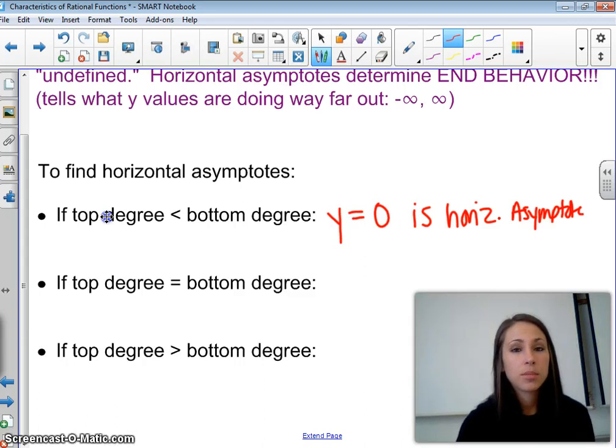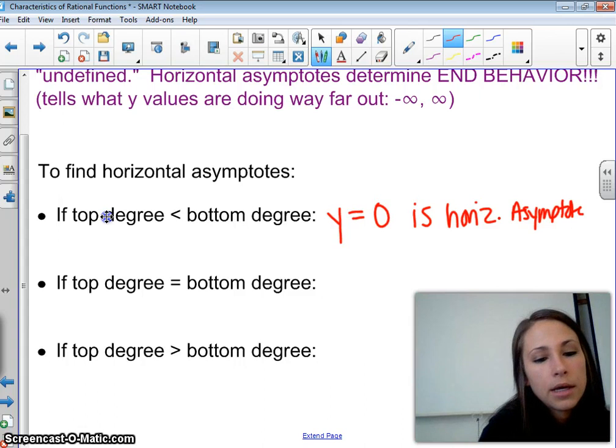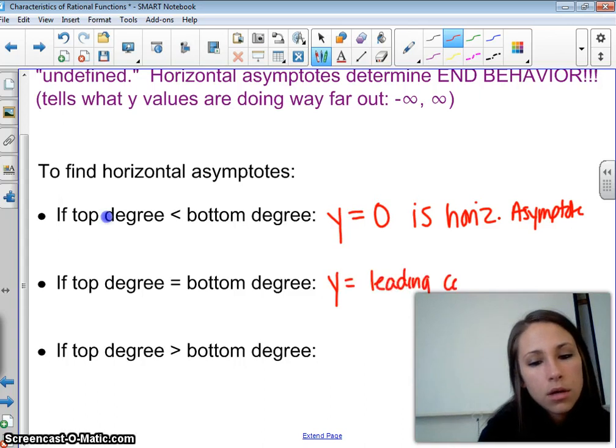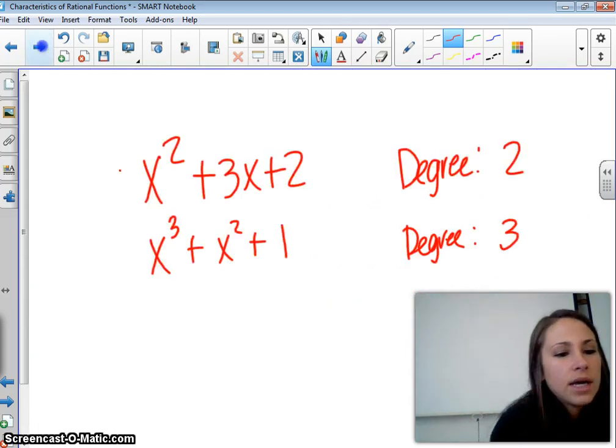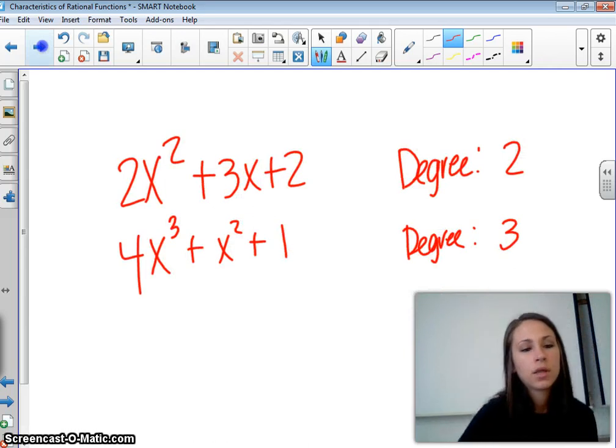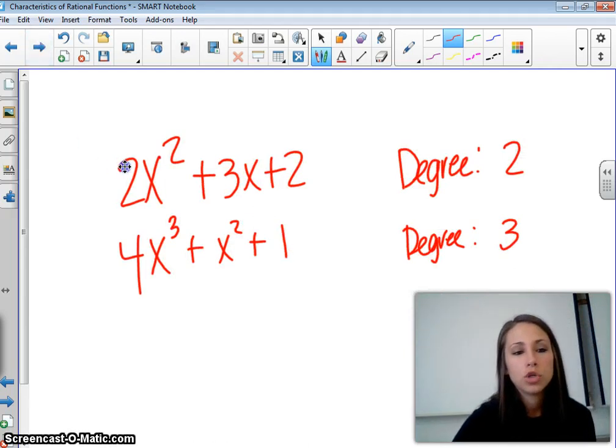Now, if the top degree and the bottom degree are the same, then it's going to be y equals the leading coefficient of the top divided by the leading coefficient of the bottom. And what I mean by leading coefficient is, if this had a 2 and this had a 4, then the leading coefficient here would be 2, because it's the number in front of the term that has the degree, or the largest degree. This leading coefficient would be 4 because it's in front of the term that has the largest degree.